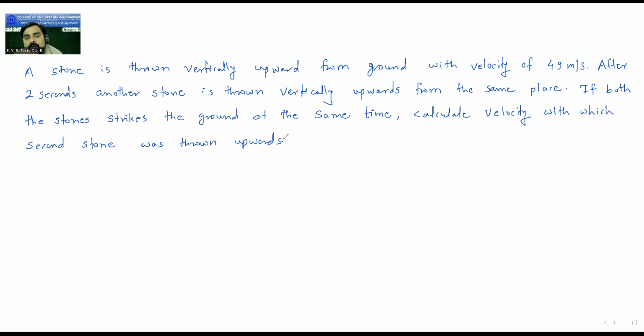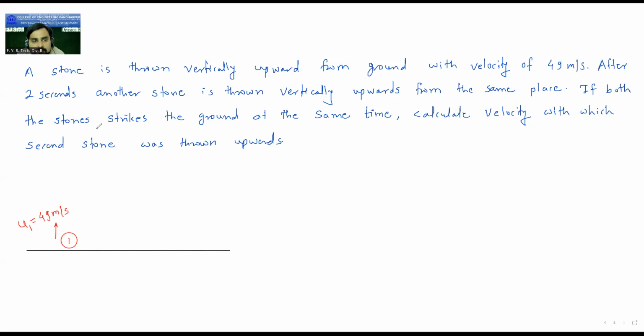The stone is thrown vertically upward from the ground with a velocity of 49 meter per second. So let us say that this is one stone. If I draw the diagram, see this is the ground level. So now this is the first stone, thrown with a velocity of, what is the initial velocity of first stone? That is u1 is equal to 49 meter per second.